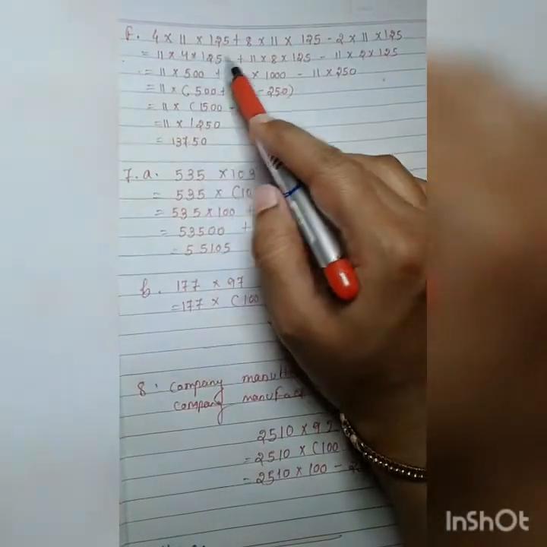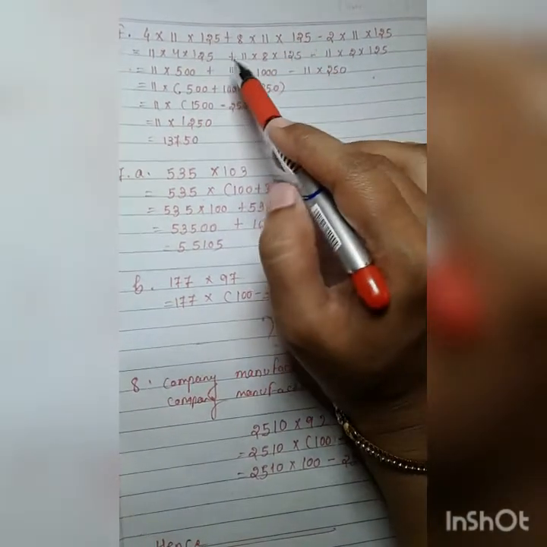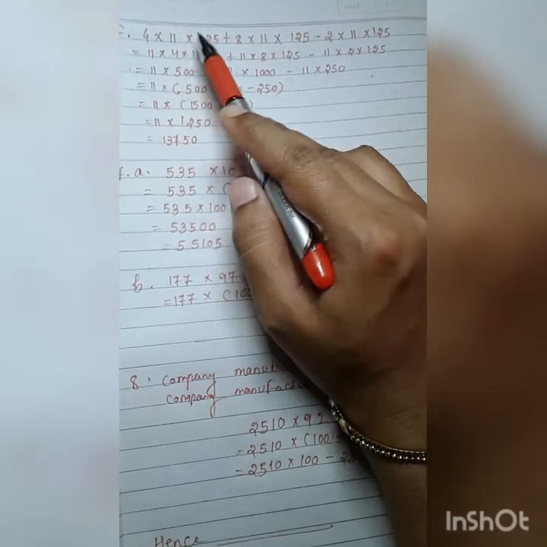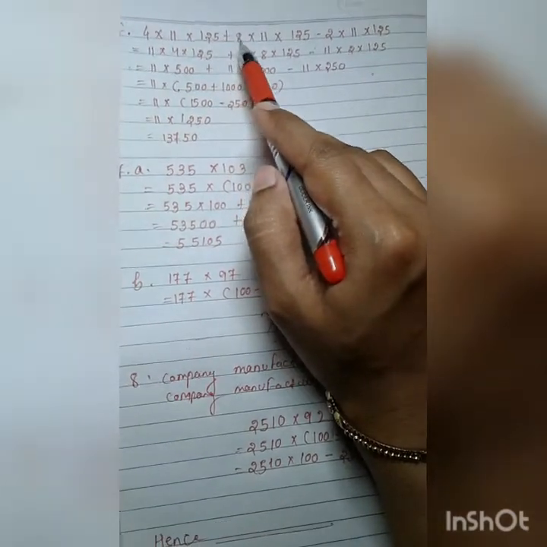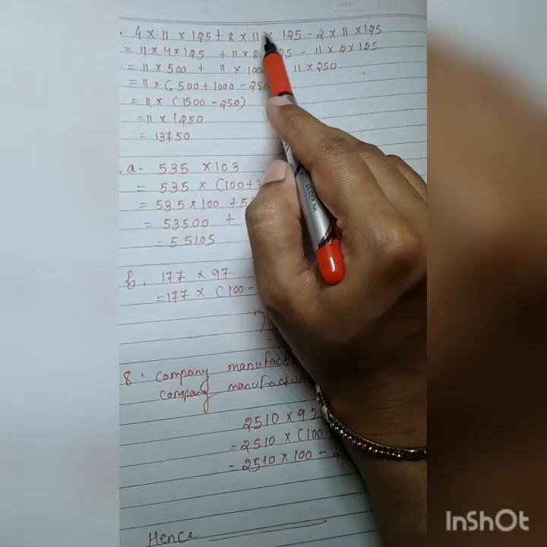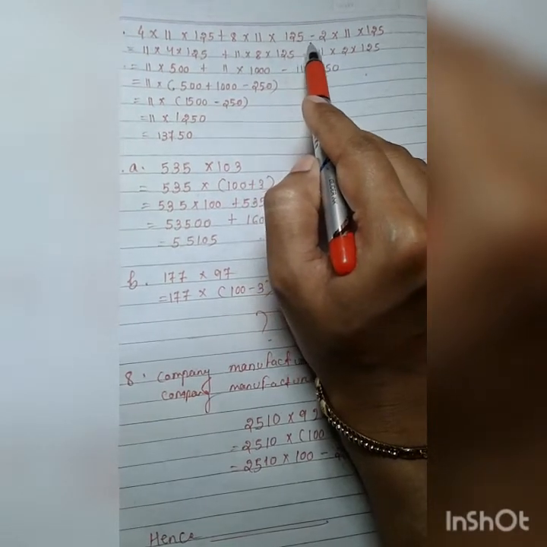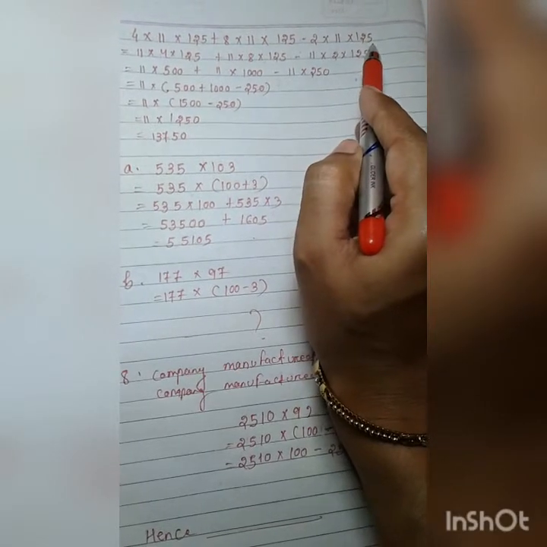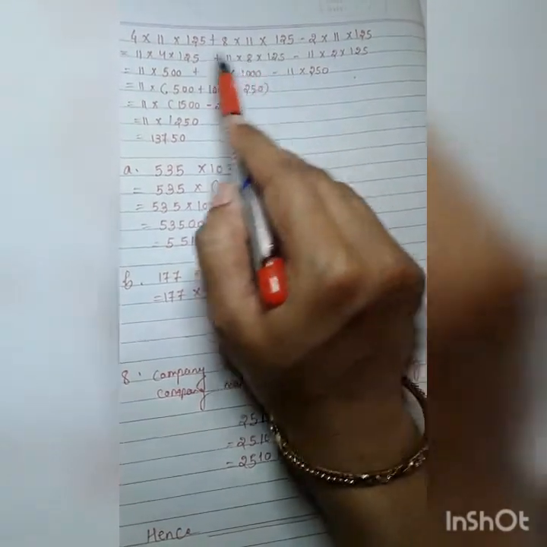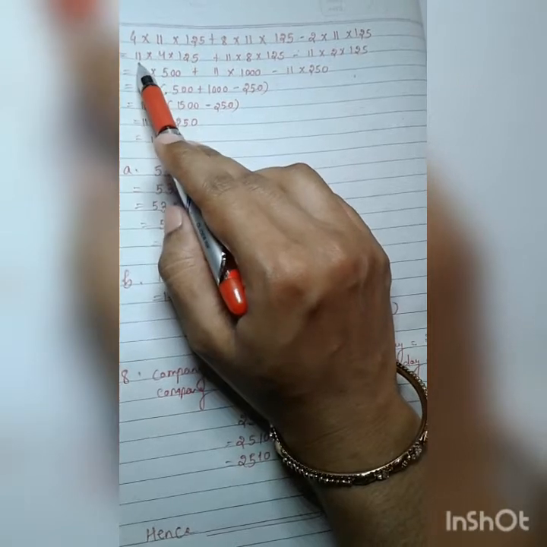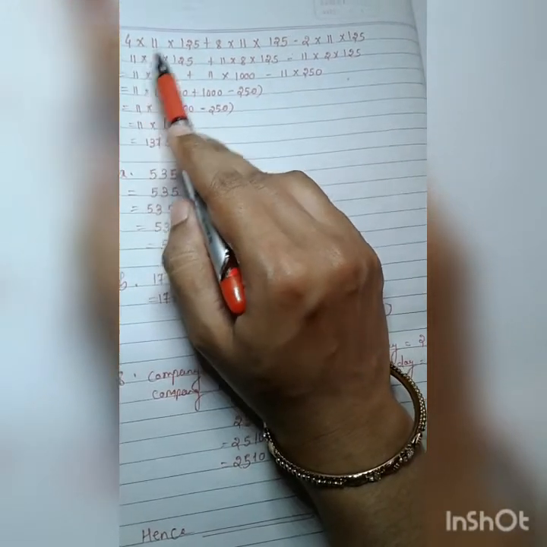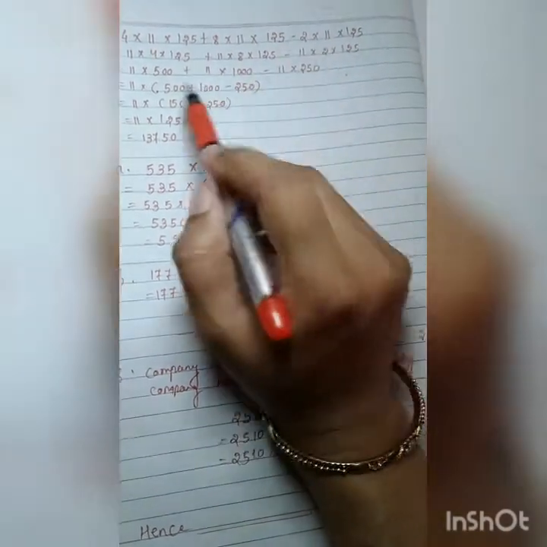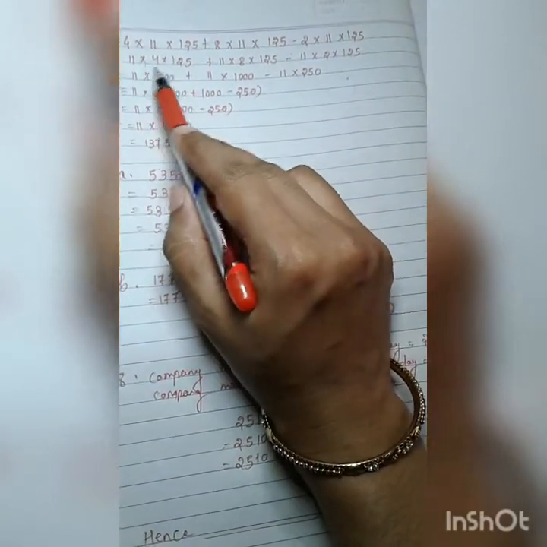Here see the question first and arrange them properly. 4 multiply 11 multiply 125 plus 8 multiply 11 multiply 125 minus 2 multiply 11 multiply 125. If you arrange them properly, then you write like this. First you write 11, because 11 is common. Here also 11 multiply, here also and here also. So like this you arrange.